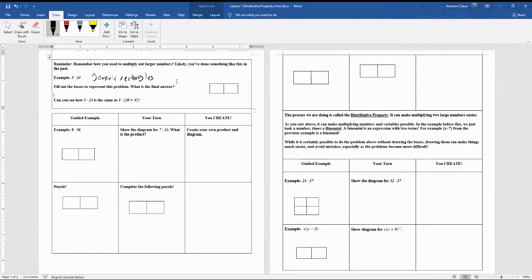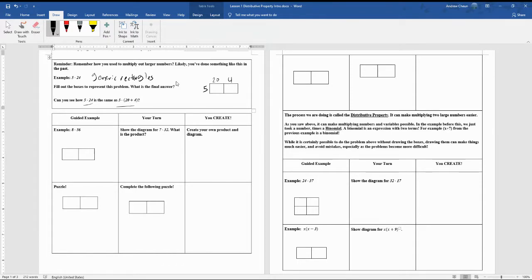What we're going to do is fill out the boxes to represent the problem. On the first box here, we're just going to write on the left side 5. On the top, we're going to split it up and write 20 and 4. And really this is the same thing as writing 5 times 24 is the same as 5 times 20 plus 4.